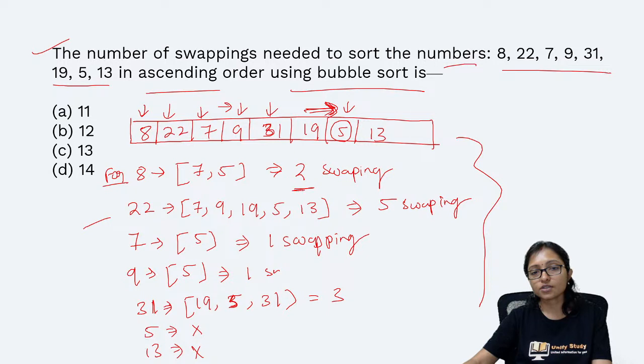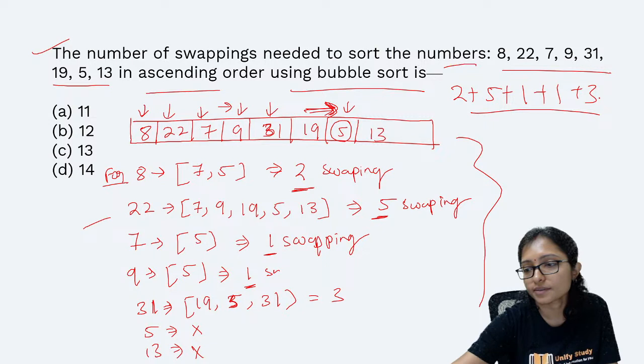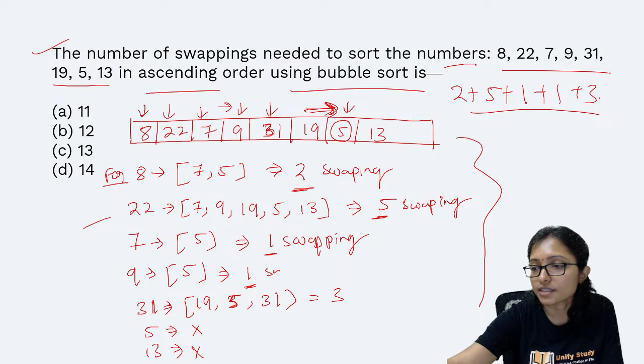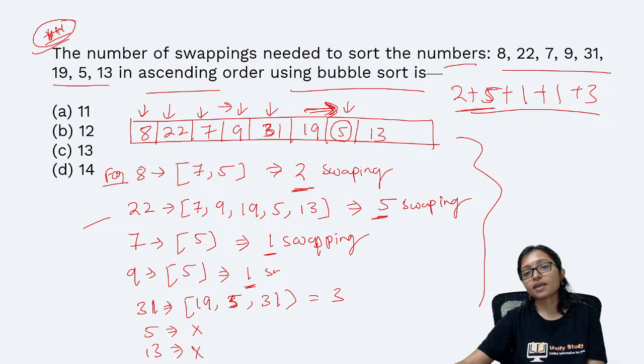Now just add all these values. 2 plus 5 plus 1 plus 1 plus 3. Just add all these values and get the answer. It is the simple way, and this is a very important question. Many exams ask this question from sorting. So 5 plus 2 is 7, 7 plus 1 is 8, 9, 10, 11, 12. So here your answer is coming, total 14.